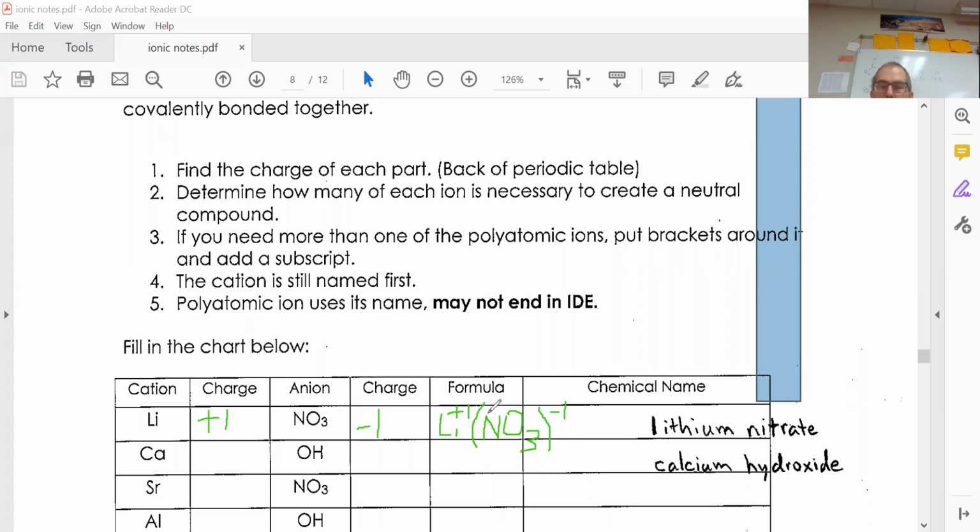LiNO3. You don't really need the charges, but I don't mind if you keep them in. You don't need to put the parentheses in this case, but it's kind of nice to rope it off so that you can see what's going on.